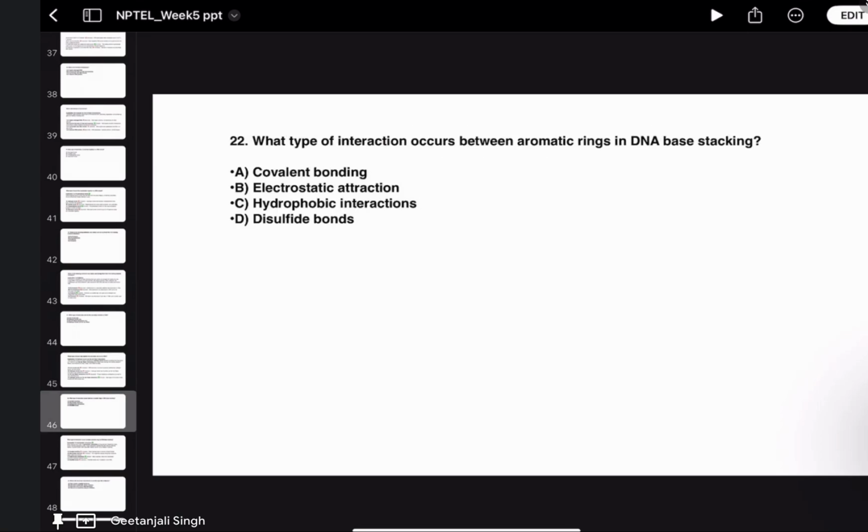Next question is, what type of interaction occurs between aromatic rings in DNA base stacking? A. Covalent bonding, B. Electrostatic attraction, C. Hydrophobic interaction, D. Disulfide bonds.